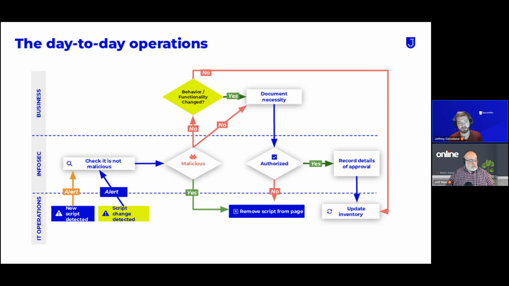You'll see in the bottom left corner is where we're starting. And there's two tasks that need to be accomplished by here. I've suggested IT operations, which are either detecting that a new script has come into the page or that a script has changed. Once that process occurs, we need to make sure it's not malicious. I mentioned the idea of updating the hash in SRI. Well, if we just automatically update the hash every time we see a new file, are we actually checking to see if it's malicious?